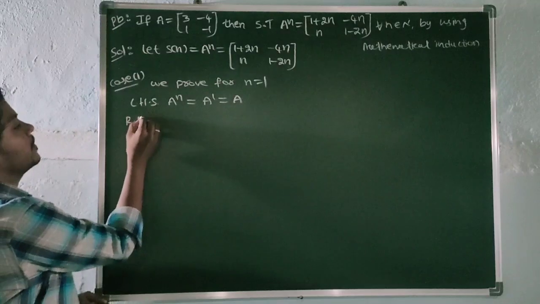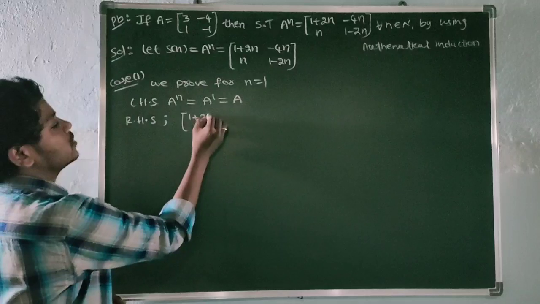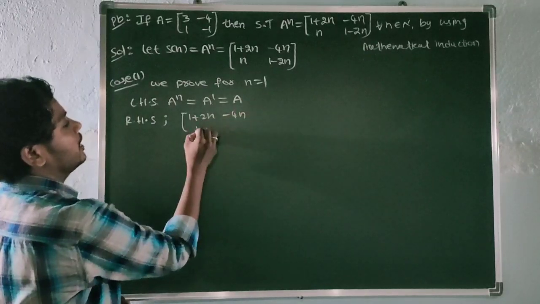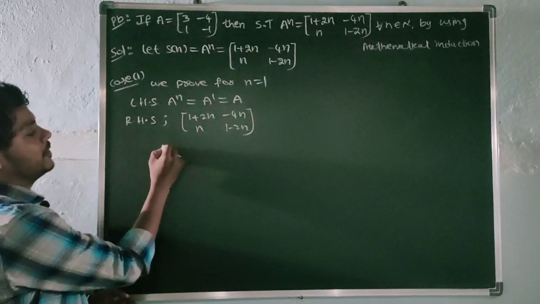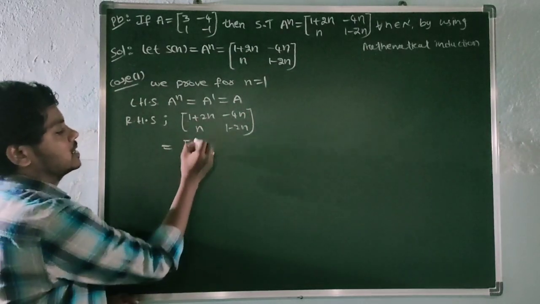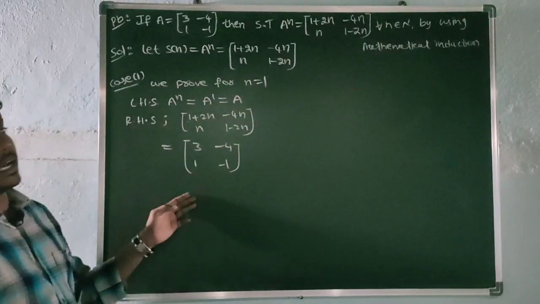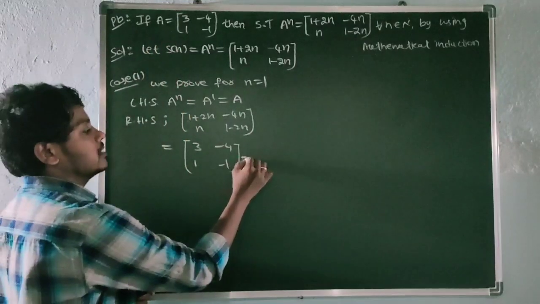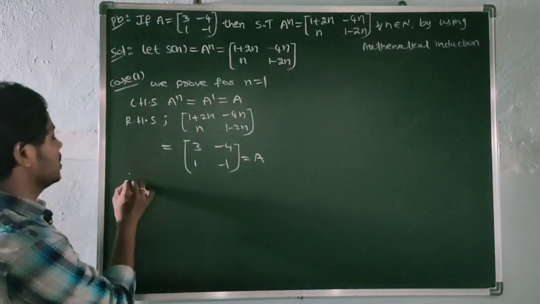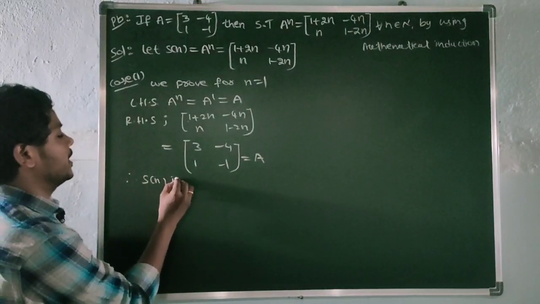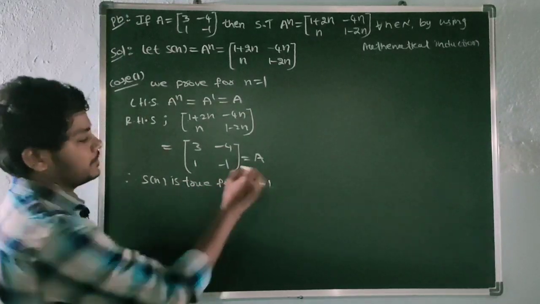Now RHS. So that is 1 plus 2n, minus 4n, n, 1 minus 2n. So write here in place of n, 1. That is 1 plus 2, minus 4, 1, 1 minus 2, that is 3, minus 4, 1, minus 1. So what you get? A matrix. So clearly both LHS and RHS are equal. Therefore S of n is true for n equals 1.